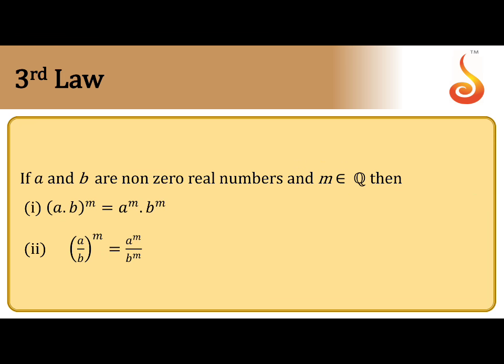a and b are non-zero real numbers, m belongs to Q. Then a into b whole power m is a power m into b power m. Now observe here, the product whole power m equals a power m into b power m. You can extend this property for any number of terms in the base. So you can write this as a power m into b power m into c power m.